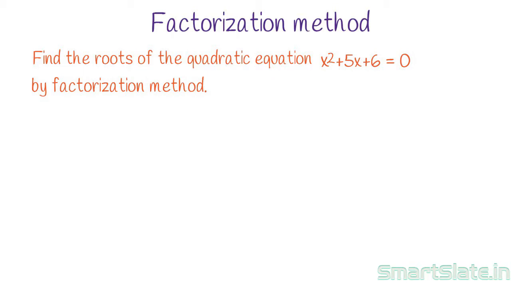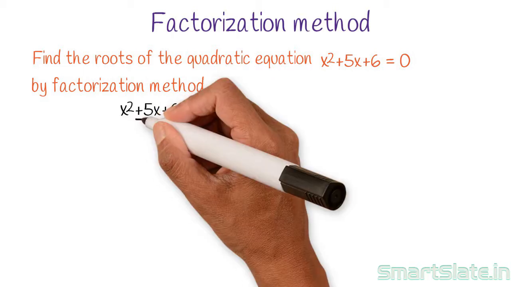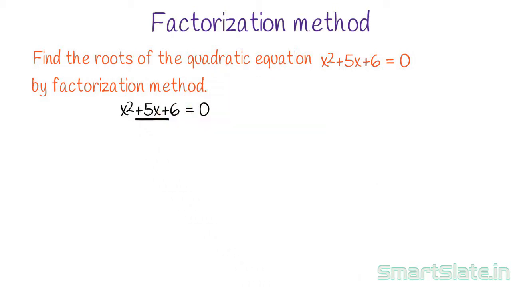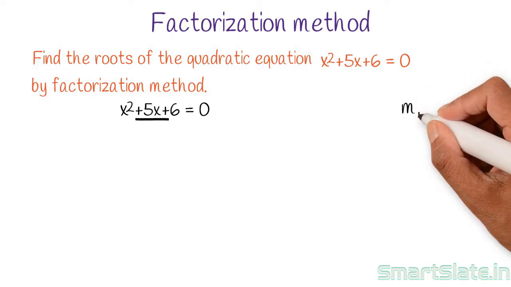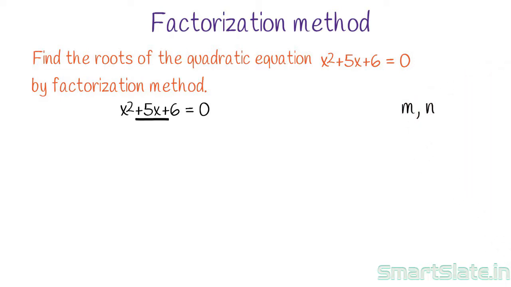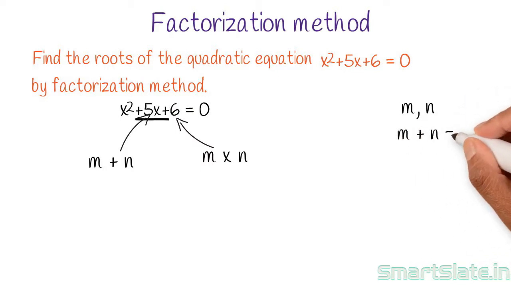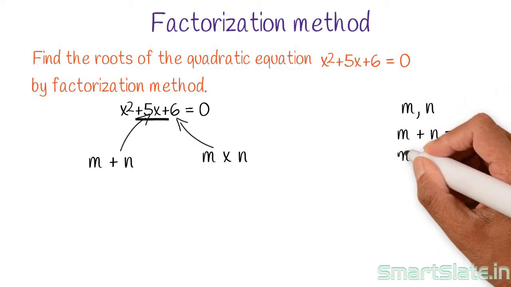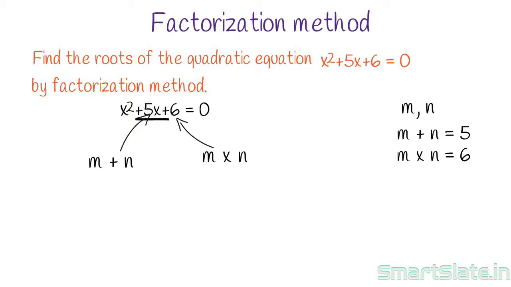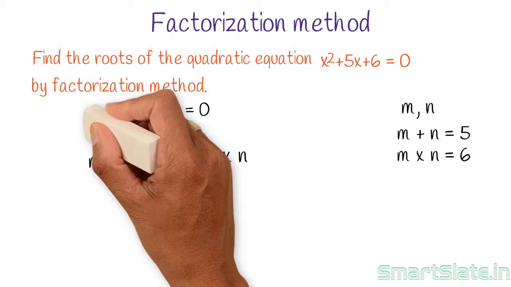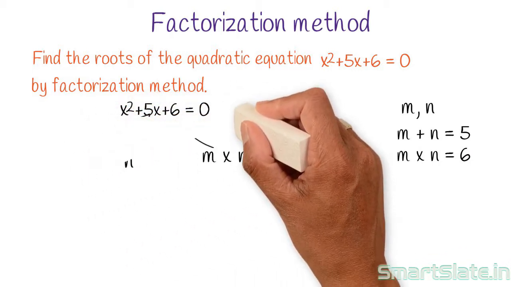The first and foremost step is to split the middle term into two terms. Say the two terms are m and n. These terms m and n should be such that the product should give the third coefficient in the equation and the addition should give the second coefficient in the equation. That is, m plus n should be 5 and m into n should be 6. Hence, m is 3 and n is 2.